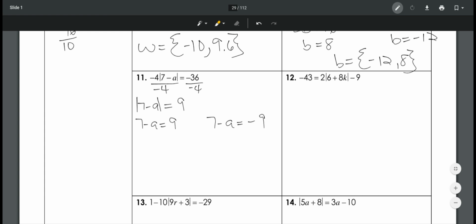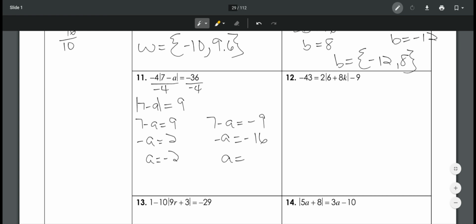Notice I am only changing the non-absolute value number. So here I will subtract 7, which gives me negative 2, and divide by negative, so I end up with a equals positive 2. I apologize, I do not. Let's try that problem again. I will subtract 7, and I will get positive 2. Divide by negative gives me negative 2. I will subtract 7, and I get negative 16.